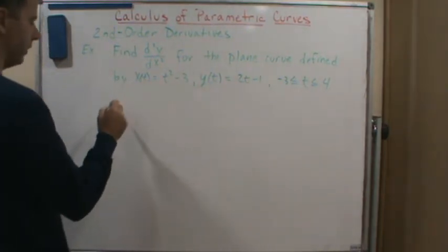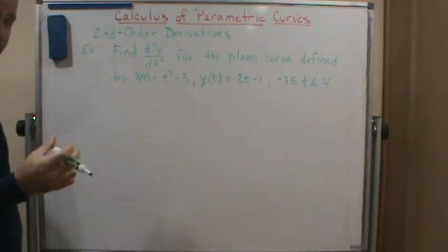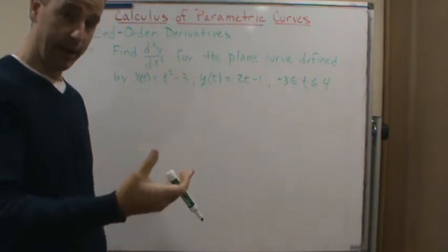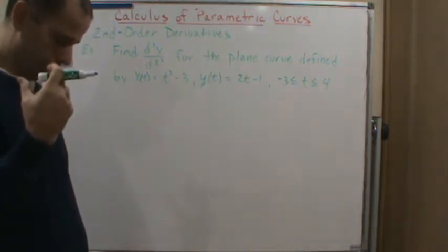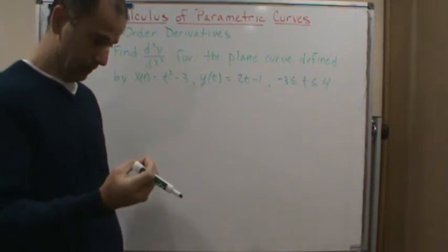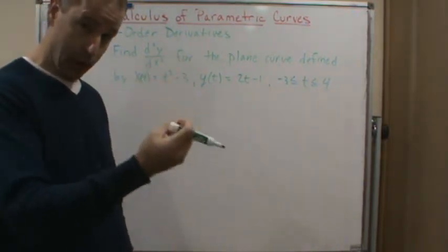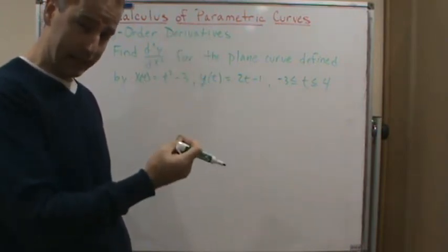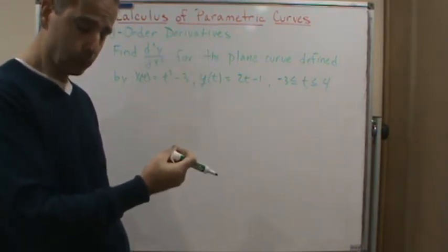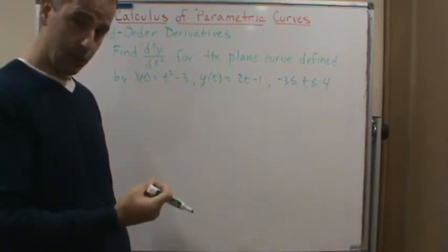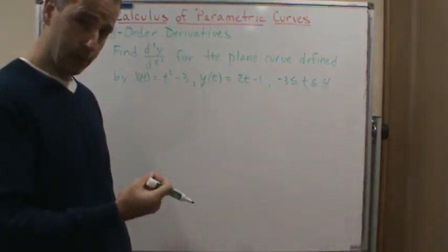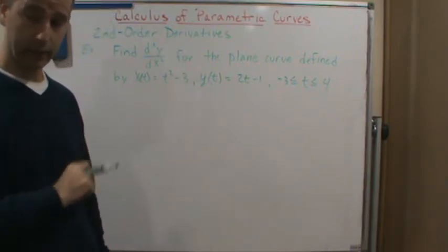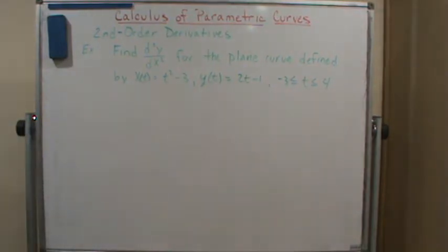Well, to find the second derivative, we need to find the derivative with respect to t of dy/dx, divided by the derivative of x with respect to t. Okay, so that's what we're going to do.